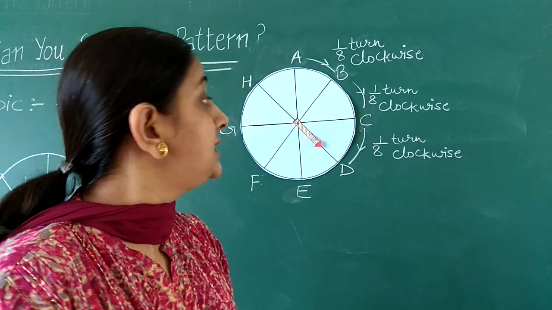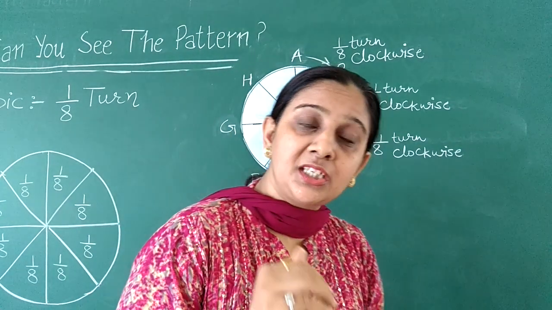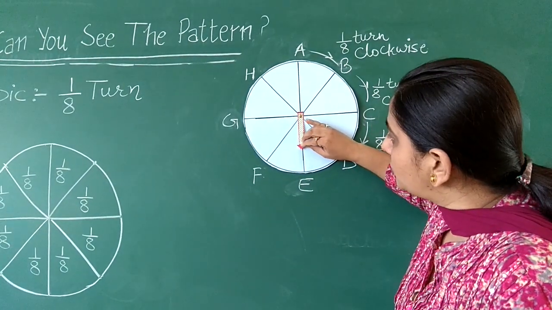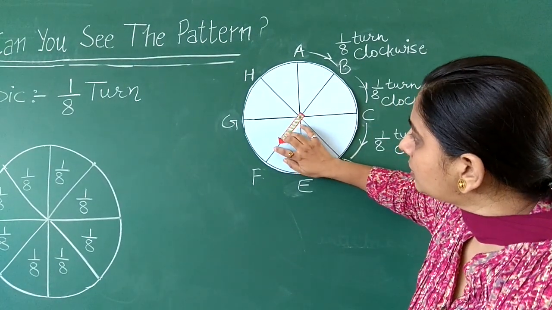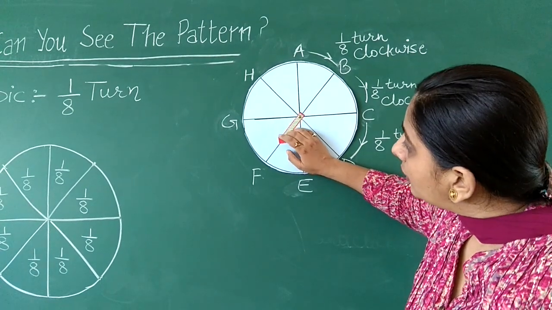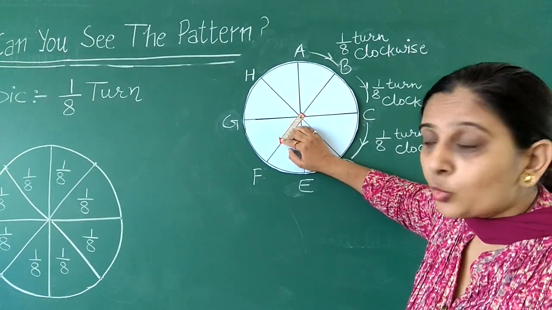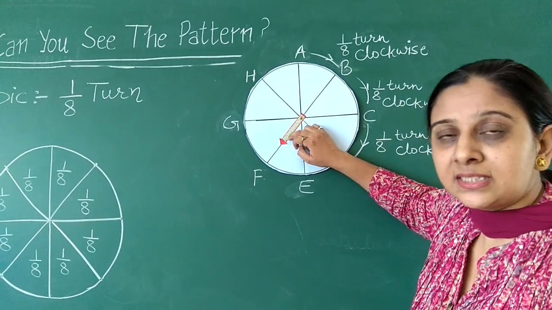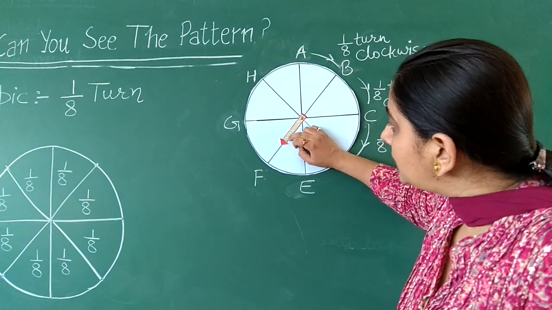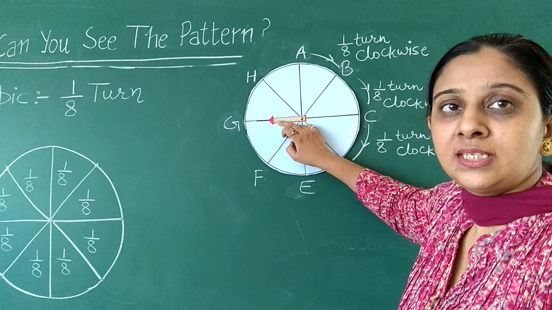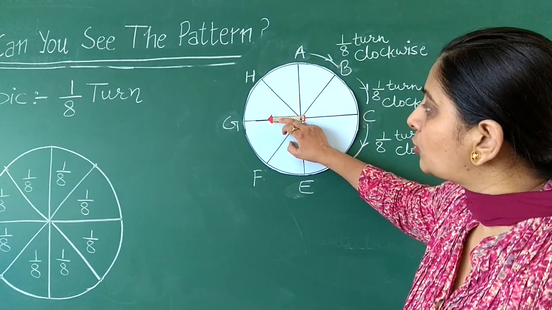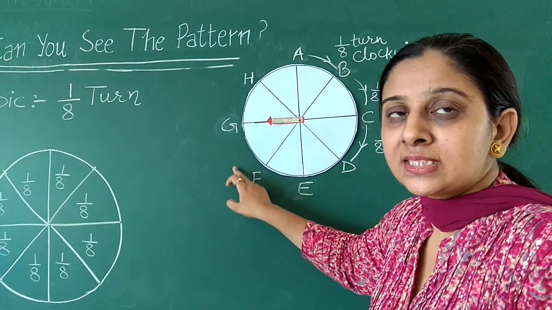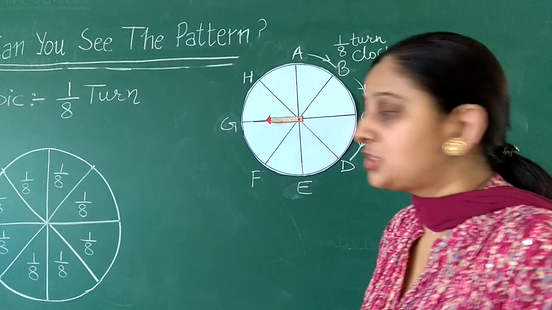Now children, we will discuss 1 by 8th turn in clockwise direction by changing the position of pointer. Now let us consider this is the original position of pointer. Now where will it reach or where will it be pointing after taking 1 by 8th turn in clockwise direction? After taking 1 by 8th turn in clockwise direction, it will be pointing towards letter G. So, the changing position of this pointer from letter F to letter G in this direction, we will call it as 1 by 8th turn in clockwise direction.